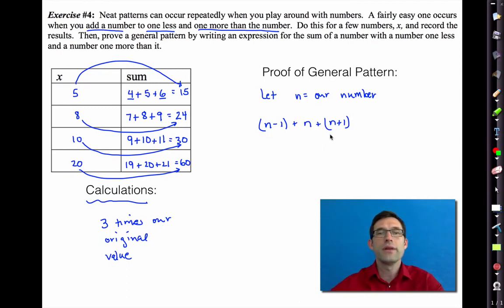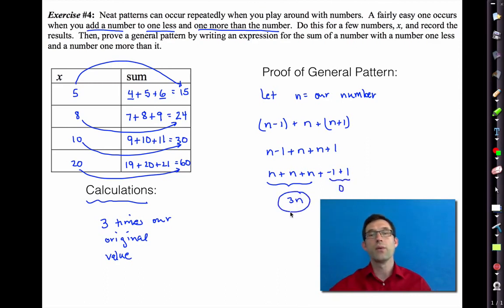Now, we don't really need these parentheses here. We can remove them due to the associative property. Then we can use the commutative property to start rearranging things. n plus n plus n plus -1 plus +1. Those 3 n's put together will be 3n, and the -1 and +1 put together will be 0. So there it is, right? We will always get 3 times our original number. And that's kind of neat. We can see that in the pattern. Okay? So let's clear out the text and wrap this one up.